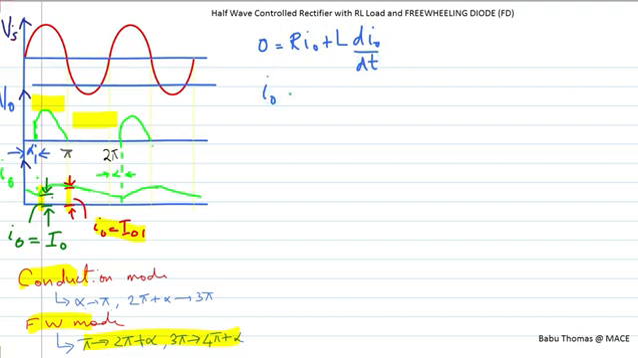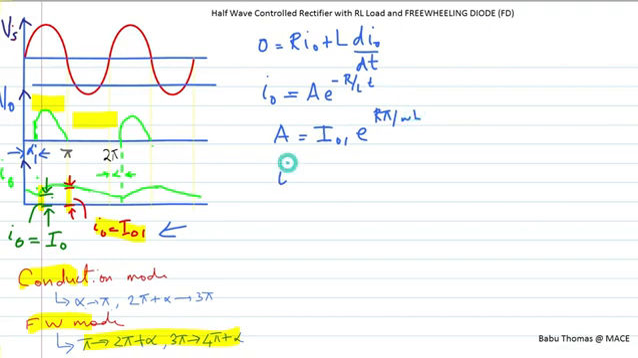I0 is A e raised to minus R by L into t. At omega t equal to pi, I0 is I01, and therefore I can write A as I01 into e raised to R pi divided by omega L.